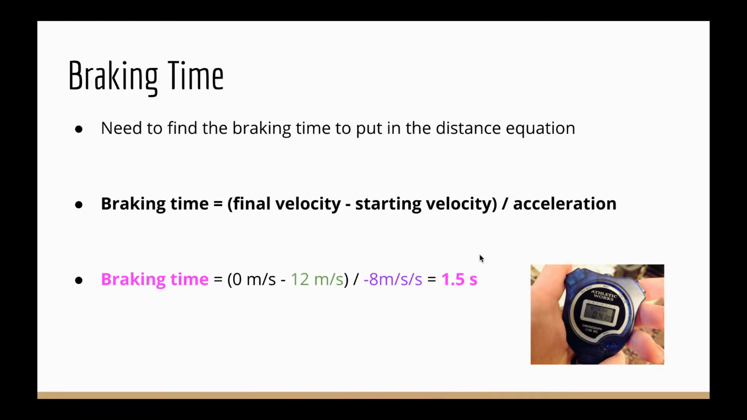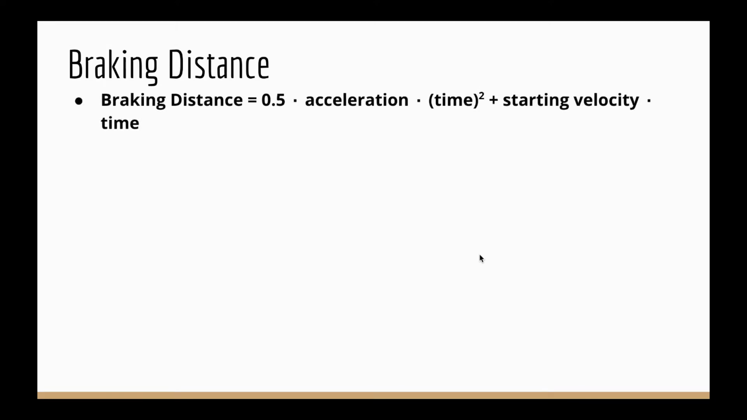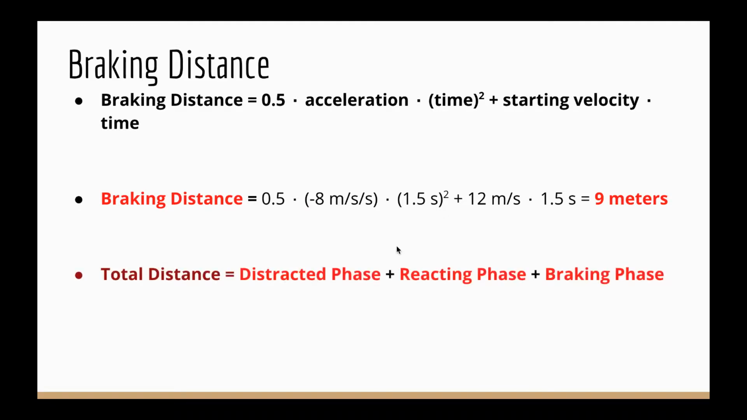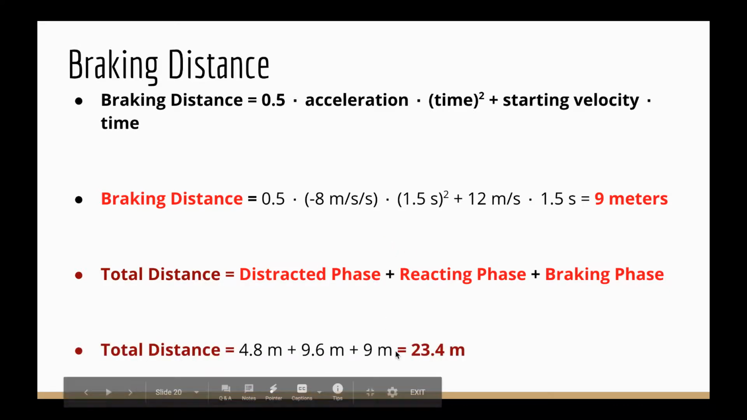Okay, now that I have that, I can go back and plug it into my equation to solve for the braking distance. Plug it all in, divide, add, subtract, all those different pieces. That gives me 9 meters. So I now have the distances for braking distance, reacting distance, and distracted distance, which means I can find my total distance. When I add them all together, that gives me 23.4 meters.